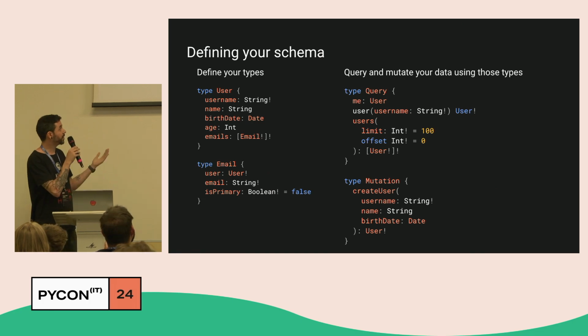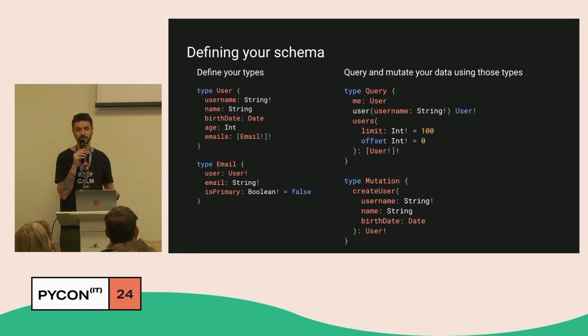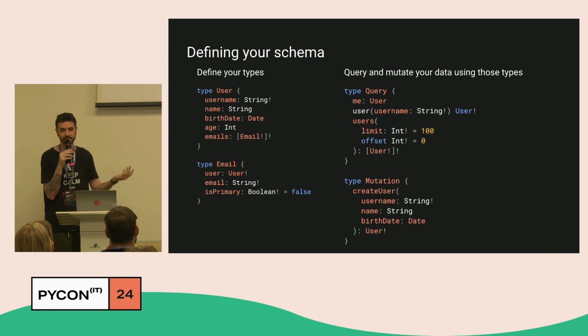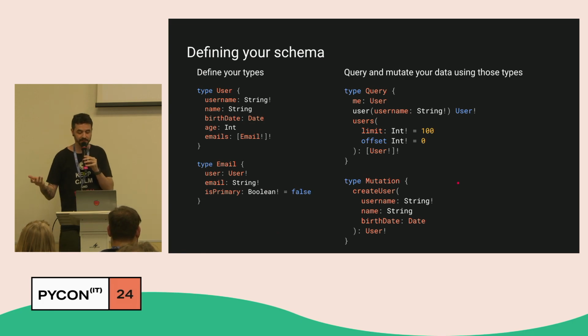And with those types, you can create queries and mutations. A query is the equivalent operation to a GET request, and a mutation is the equivalent to a POST, PUT, DELETE, or anything that you want. It is a verb you can have. In this case, we have a create user, but you could have an update user, a delete user, anything that you want.